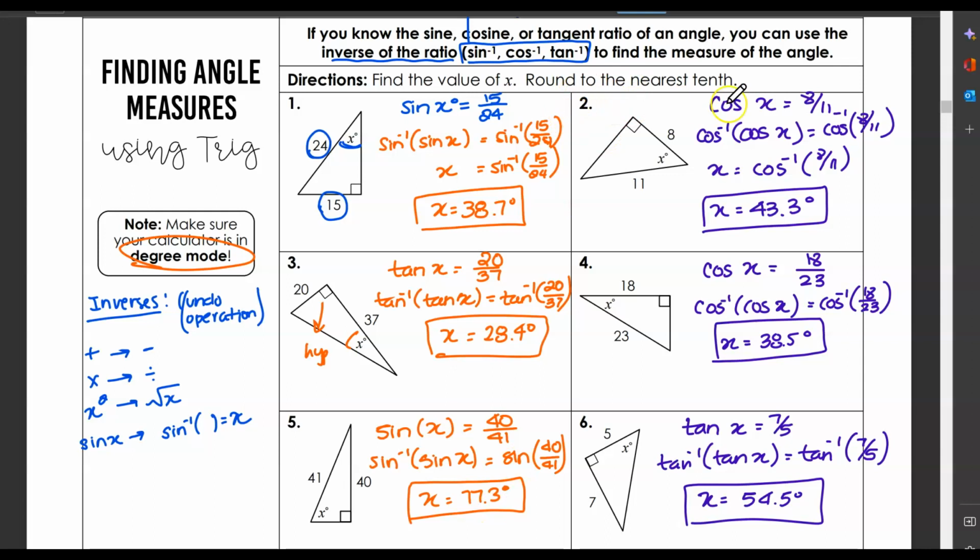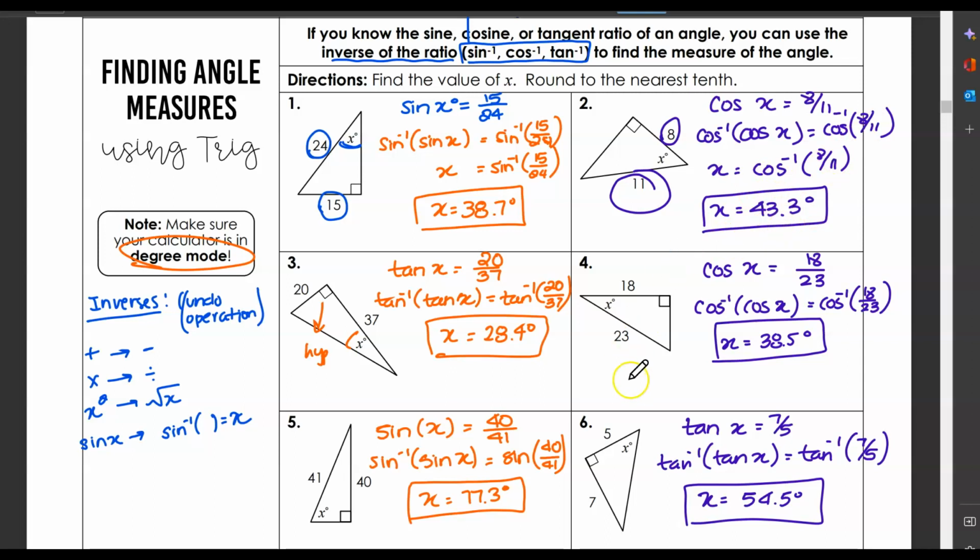Over here for number 2, we have cosine of x is equal to 8/11, right? And cosine is the best because we have the hypotenuse here and we have the adjacent side here. So looking at those two, that would be the best trig ratio. We take the cosine inverse of both sides, and we end up with x equals 43.3.